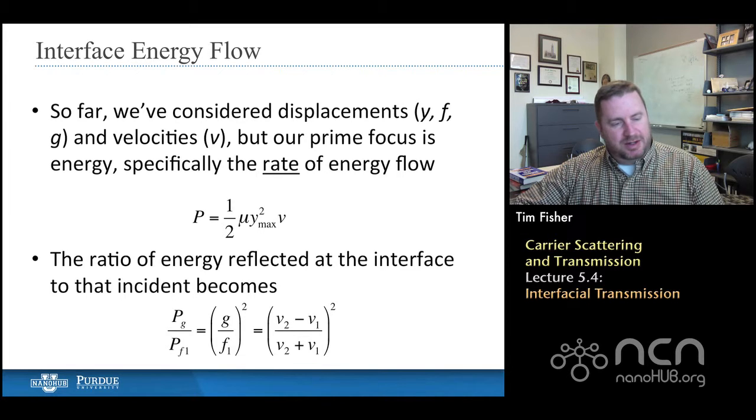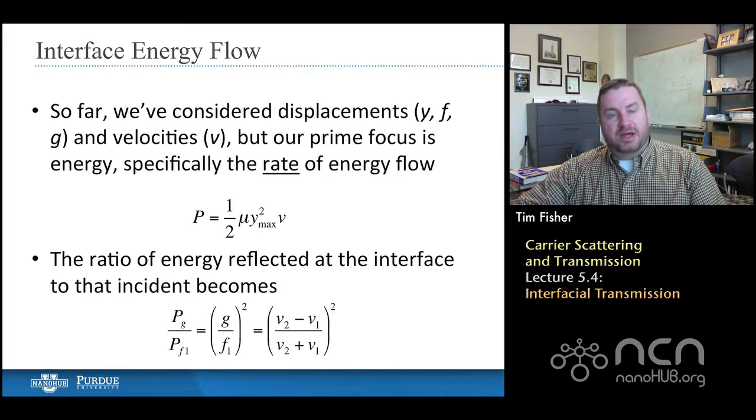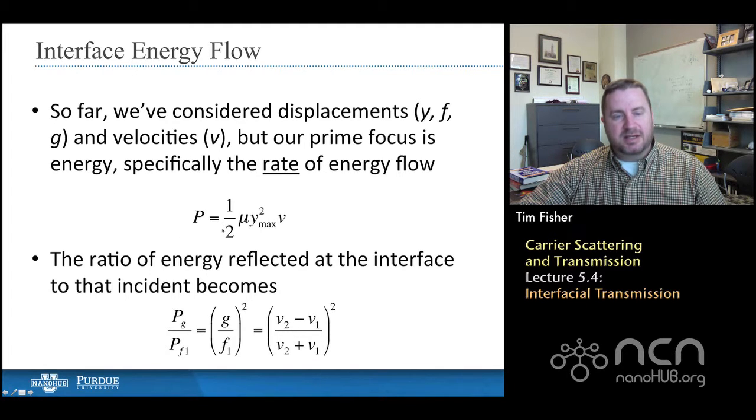Now, it's great that we can relate the displacements to each other, but we're really interested in energy flow. So we've only looked at those displacements and velocities so far. We can find the rate of energy flow. We'll call that the symbol P. It's 1/2 times the mass density mu times the maximum displacement times the velocity. So this would give me some units of watts, for example.